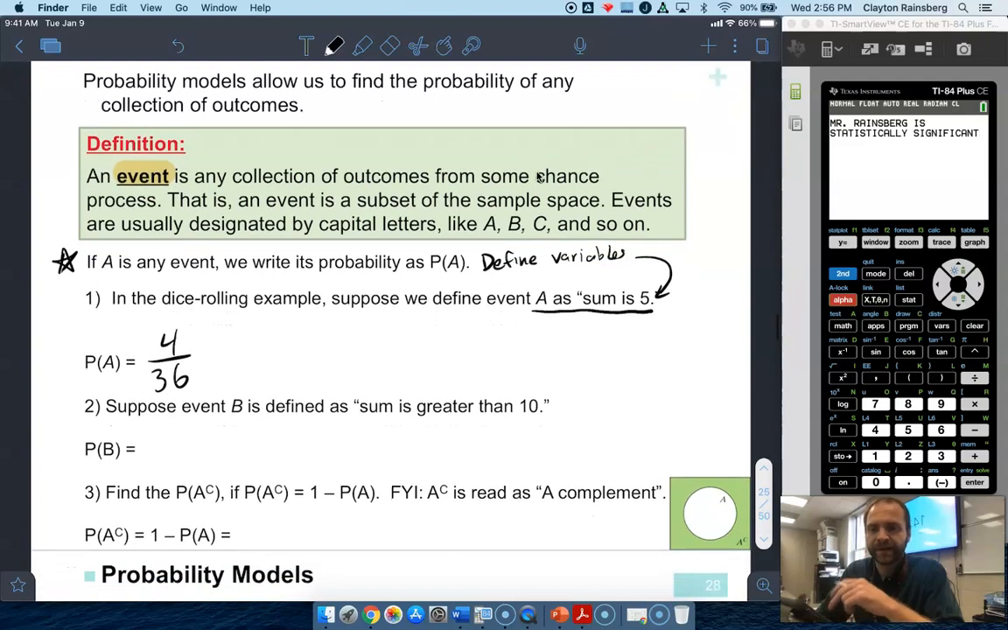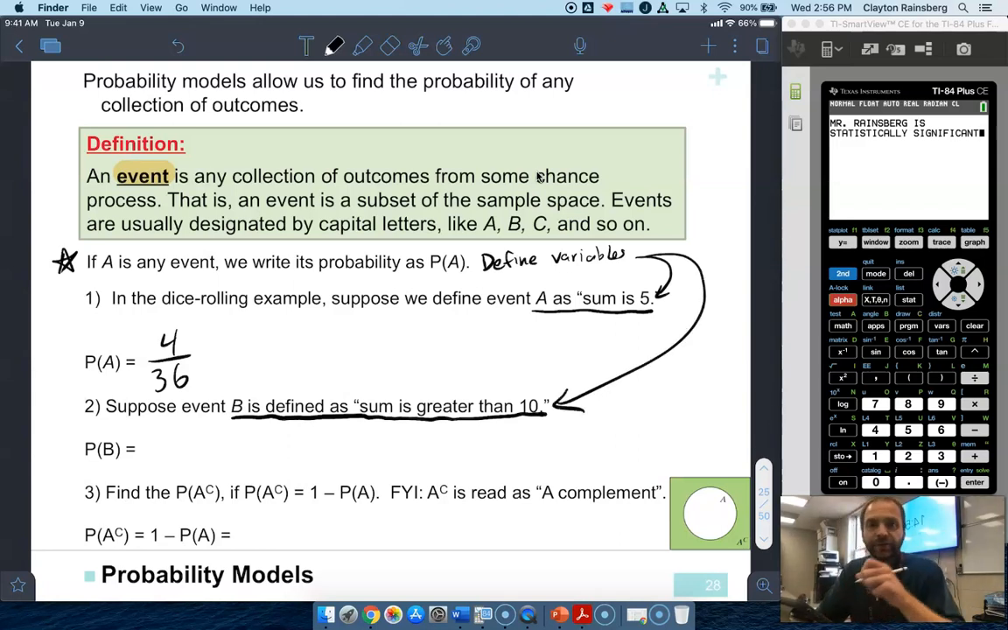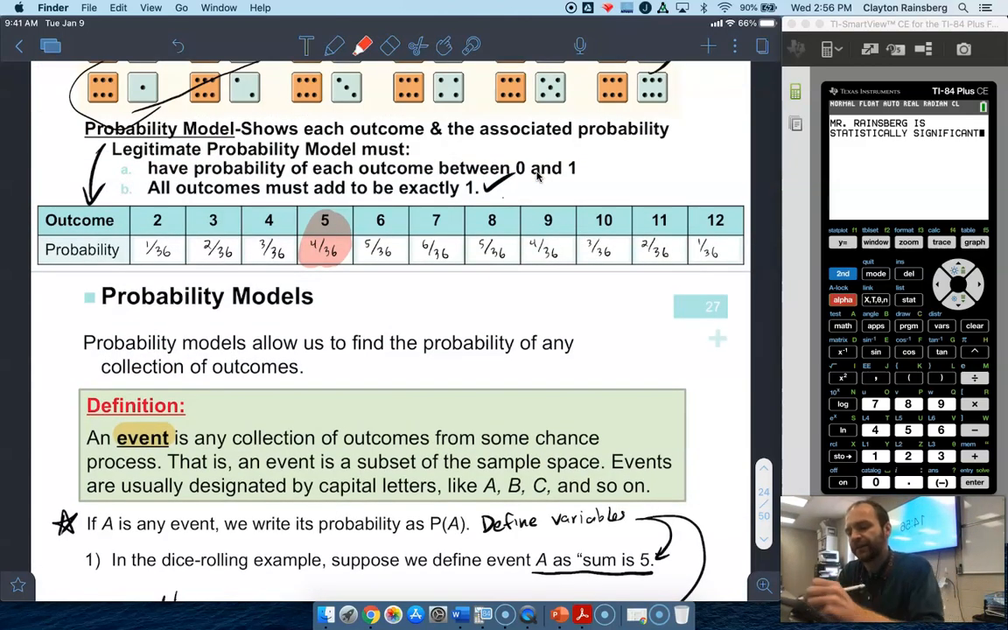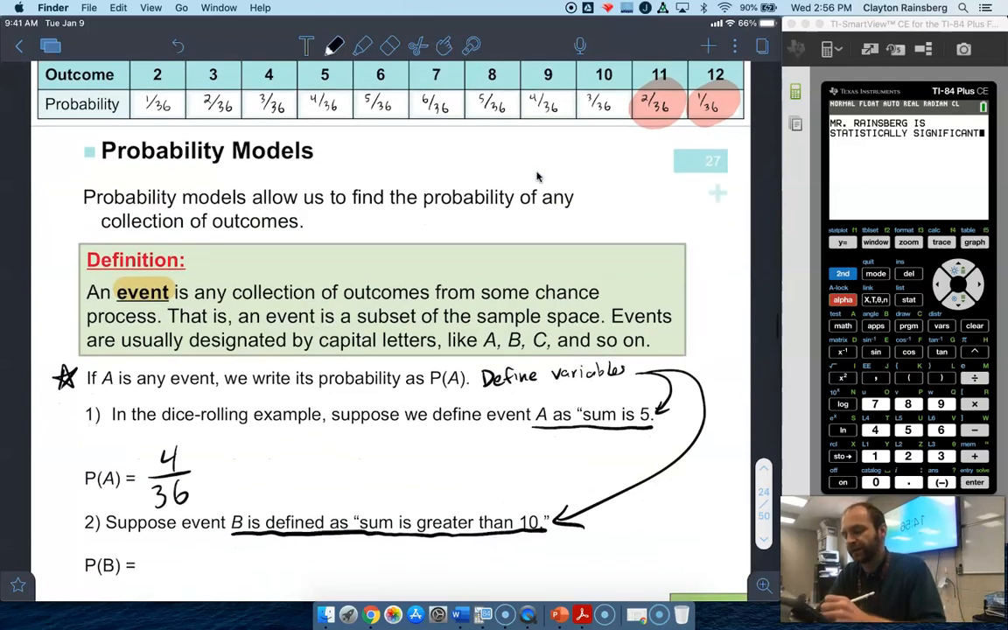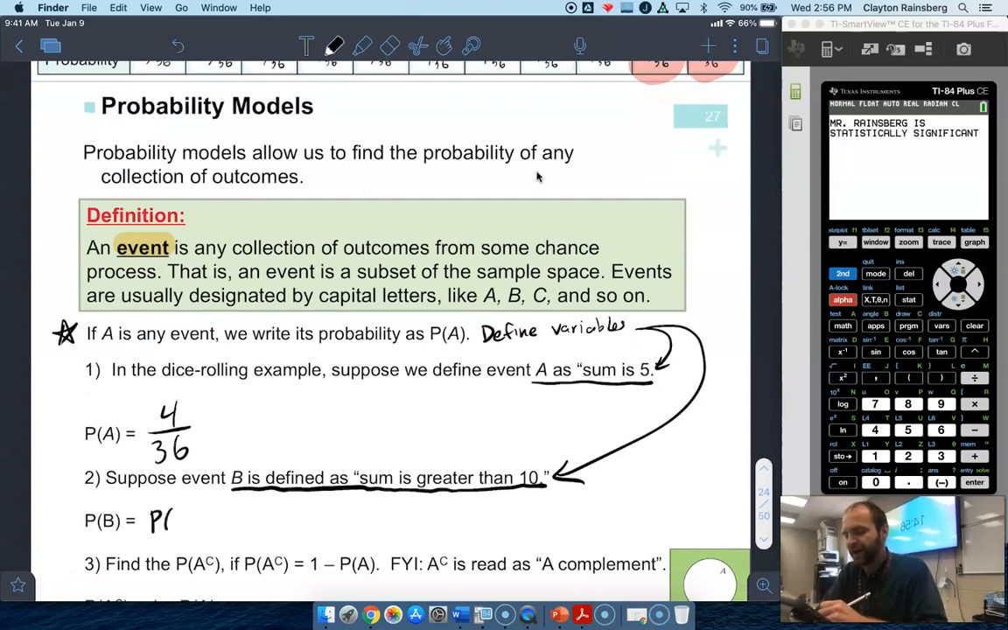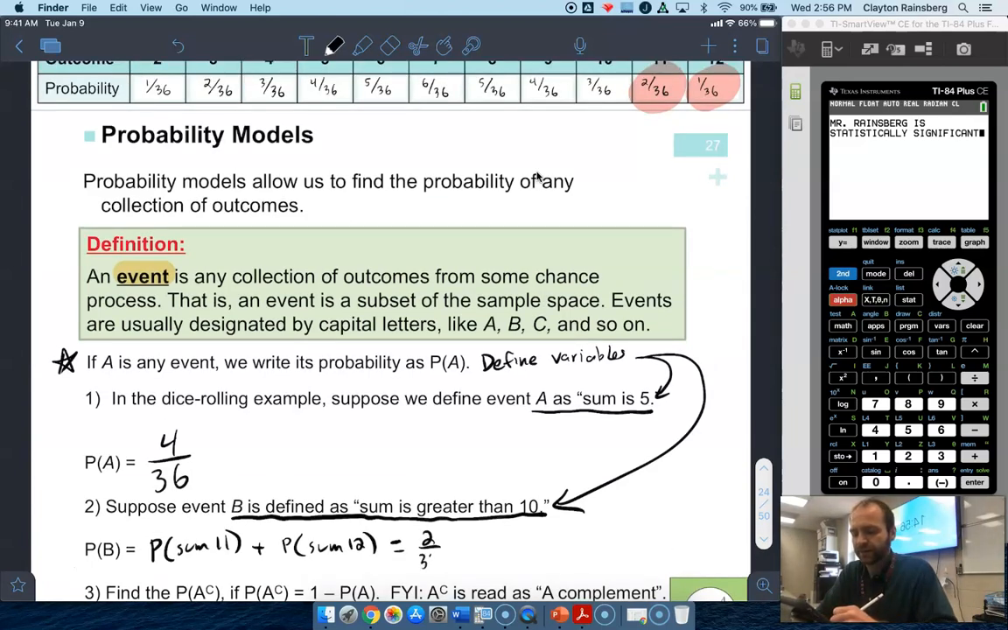Now suppose event B. Again, something students don't quite realize is that we're defining it for you, but it's your job to define it on your own, on your homework and on the tests. So again, it's defining the variable. If you don't define it, you don't get to use it. So a sum that is greater than 10, the question is, does that include 10? No, greater than 10 would be 11 or 12. Greater than 10 would be these two. So that's 2 out of 36 and 1 out of 36. Technically, I'm going to write this down: greater than 10 would be the probability of a sum of 11 plus the probability of a sum of 12. That would be 2 out of 36 plus 1 out of 36. That's going to give me 3 out of 36. Not going to simplify. You just go ahead and leave it alone.